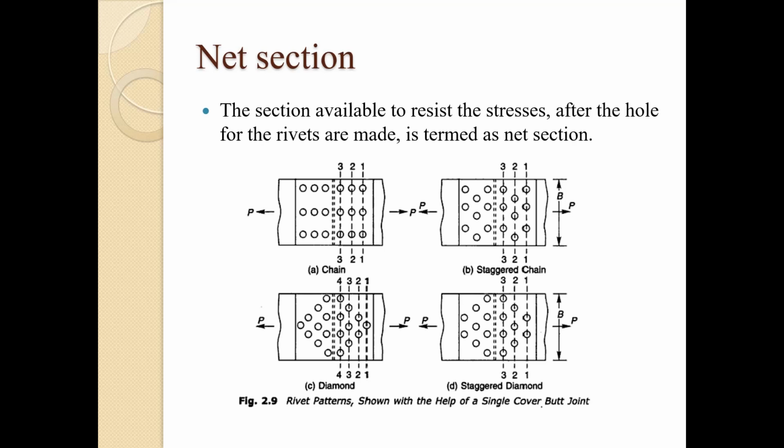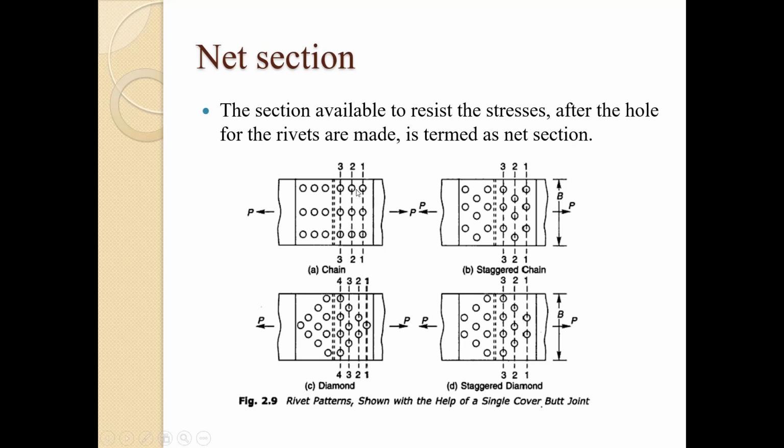The net section. The section available to resist the stresses after all the rivet holes are made is termed as the net section. So here you can see the different patterns, that is chain, staggered chain, then diamond and staggered diamond, the patterns in riveting.